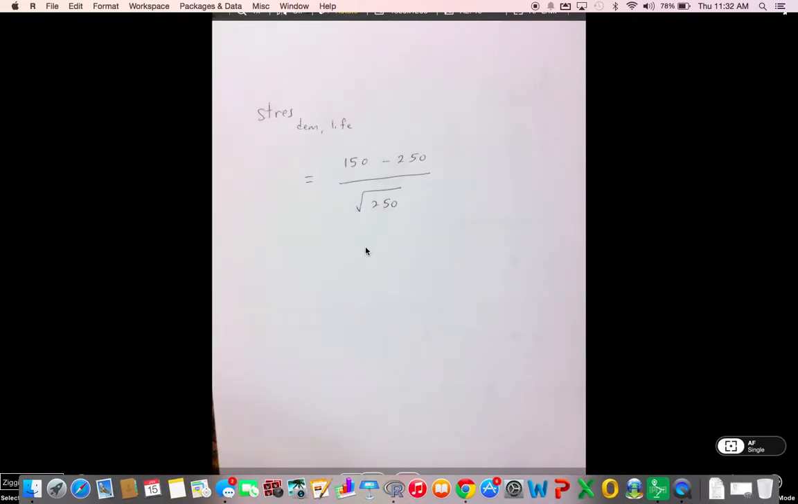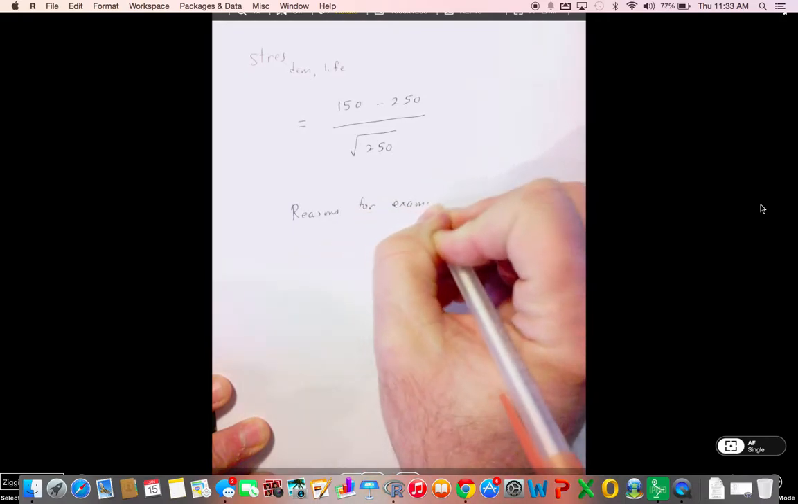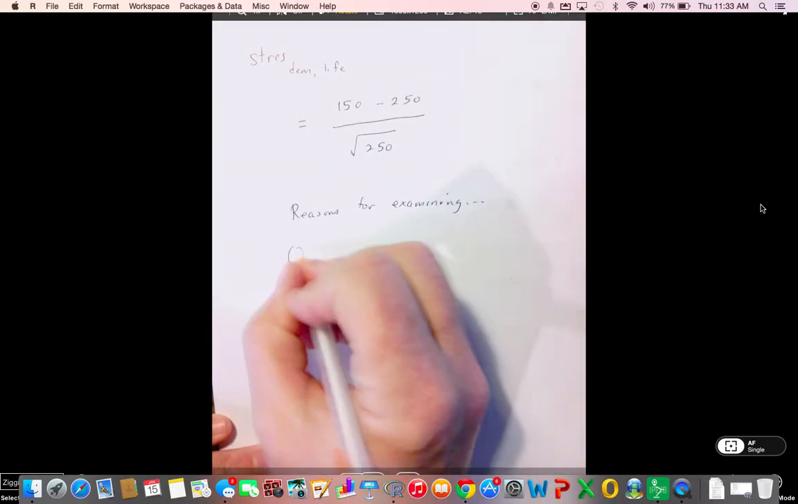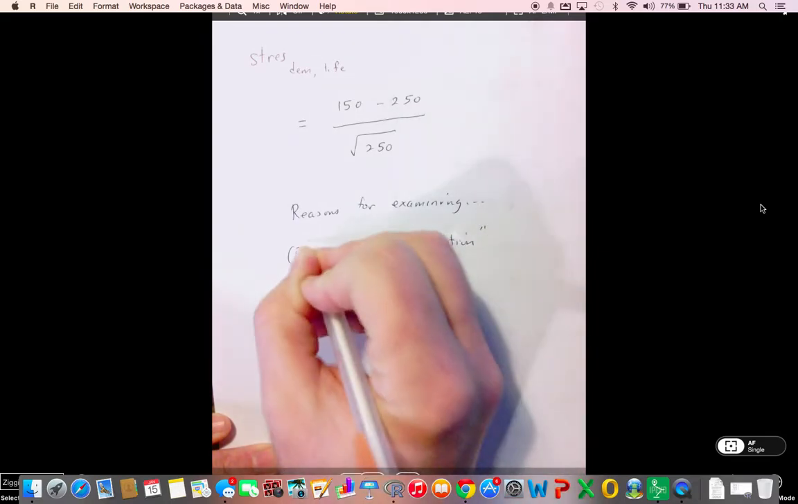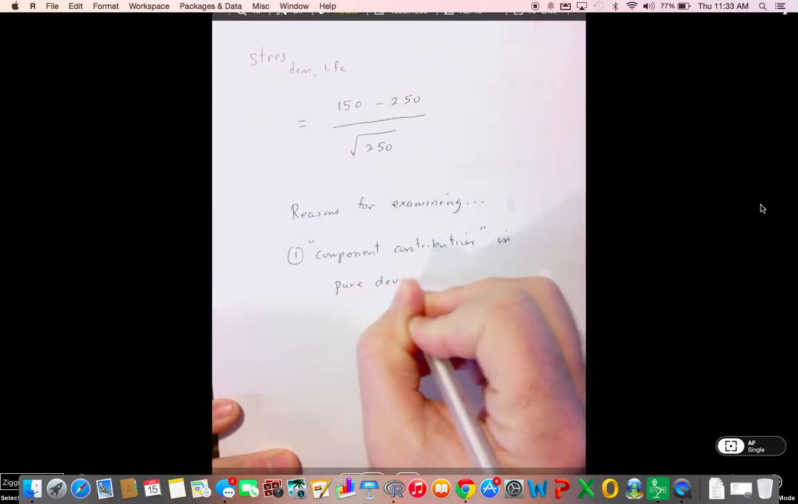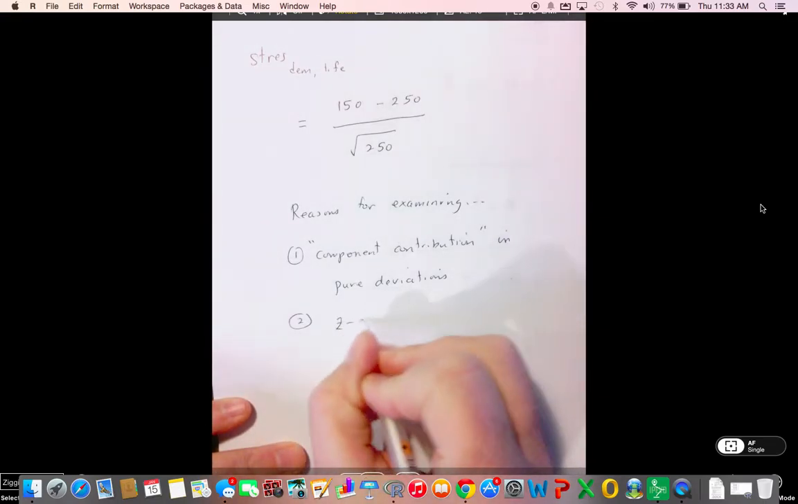Well, that's where an understanding of the standardizing process actually comes in to help us here. Reasons for examining the standardized residuals. First of all, it gives us a component contribution, which is important in trying to figure out which component, Democrat pro-life, Democrat pro-choice, Republican pro-life, and so on, has the biggest component contribution in pure deviations, not squared deviations.